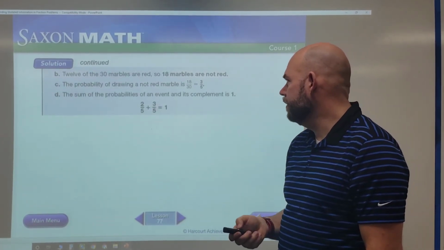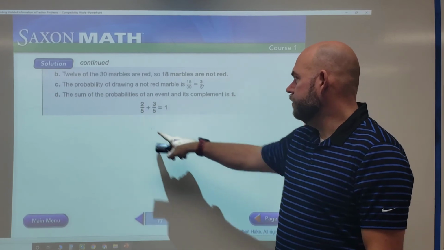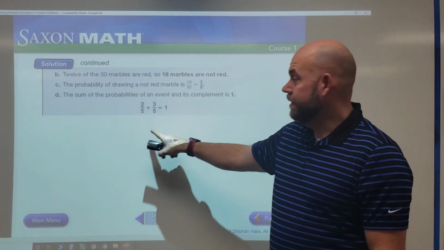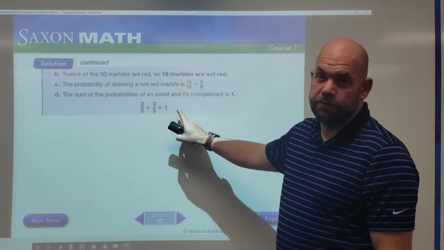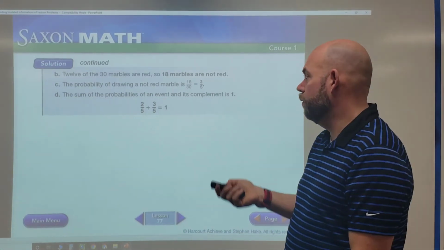The sum of the probabilities of an event and its complement is 1, so 2/5 plus 3/5 equals 1. That's the same as saying 12 plus 18 equals 30, right? Because that's the total number of marbles.